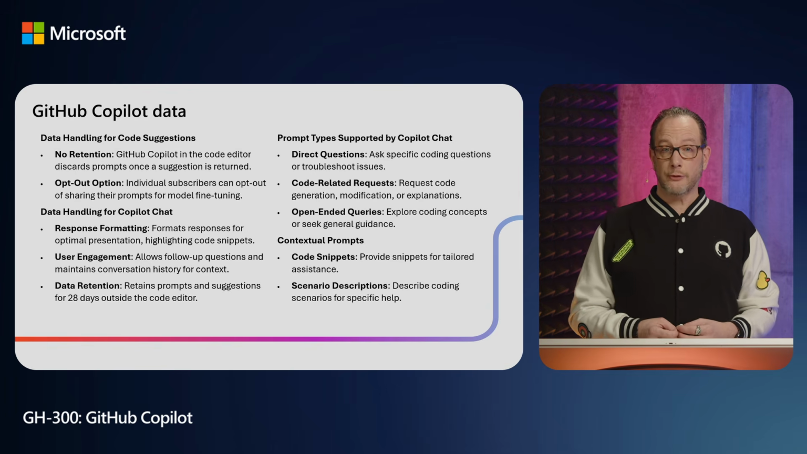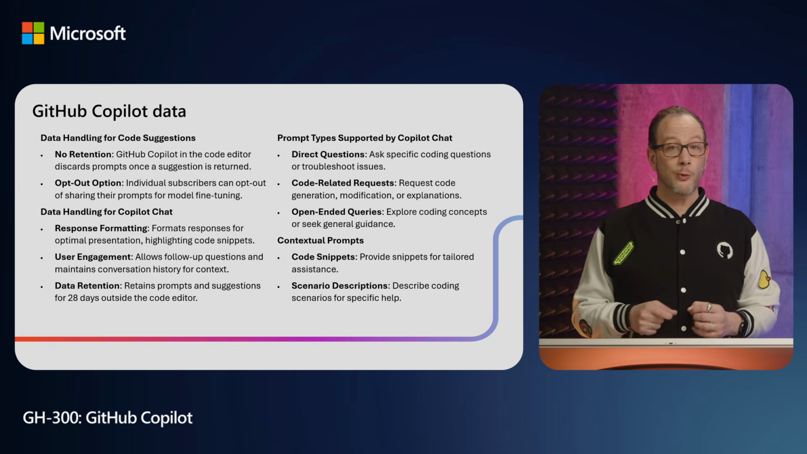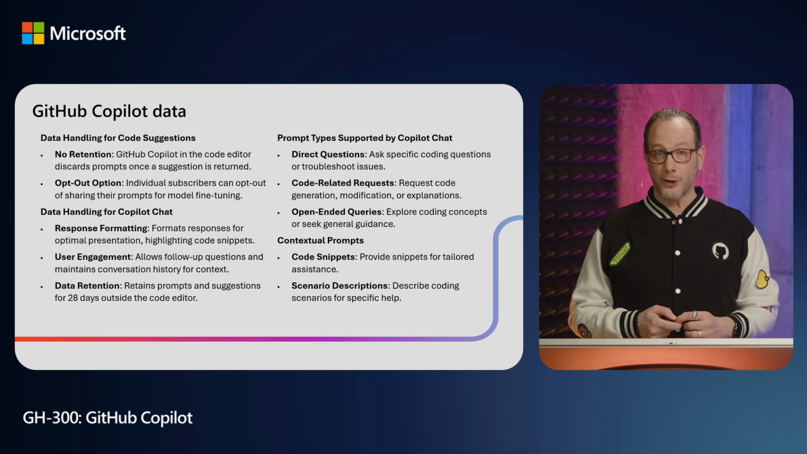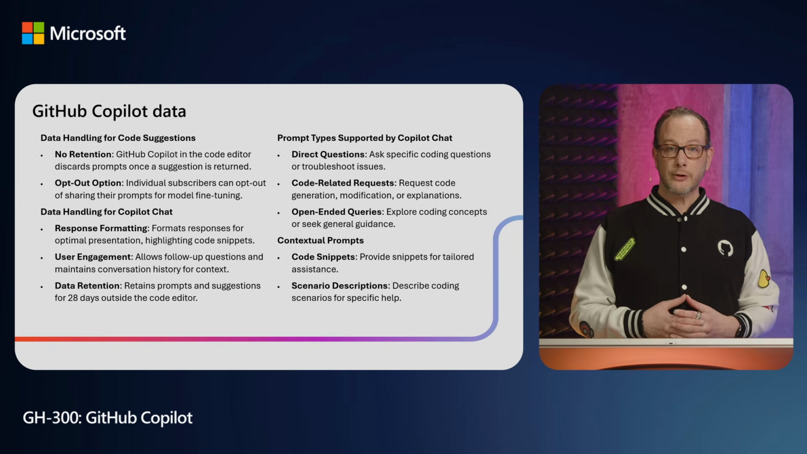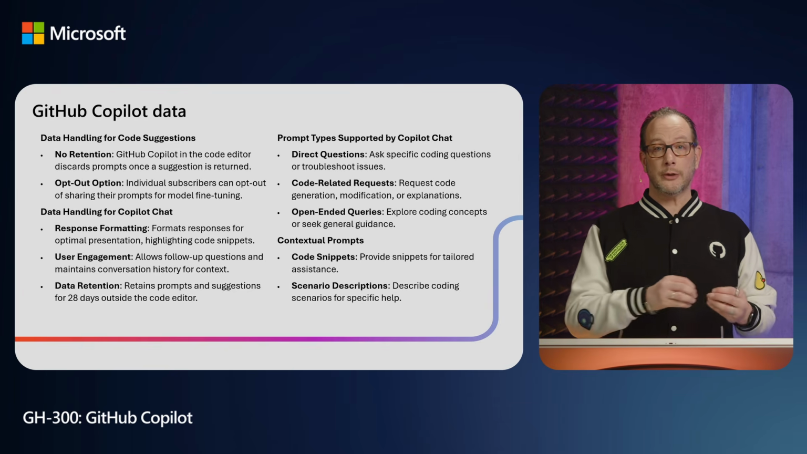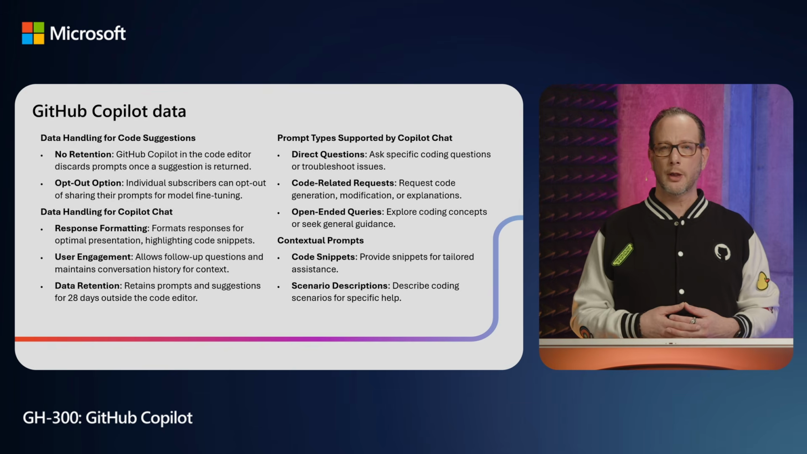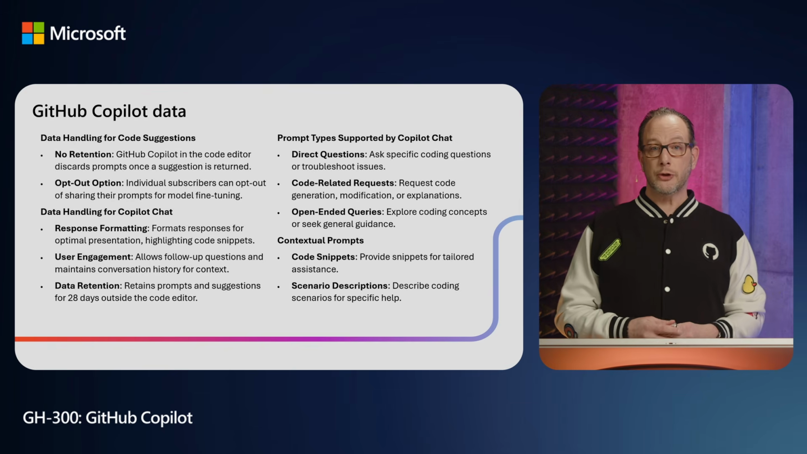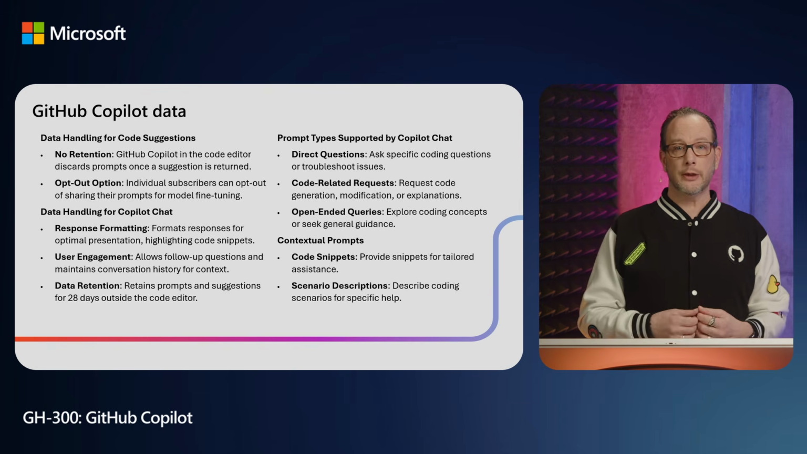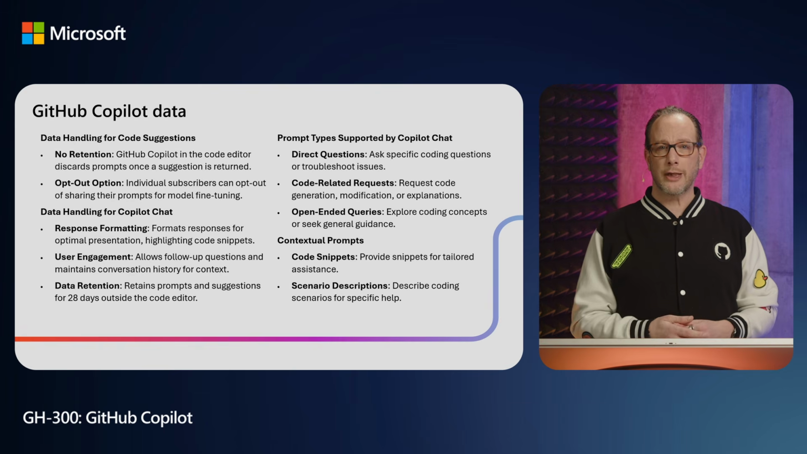And as a summary of the topic of prompt engineering, or remember, we like to call it the art of the prompt, there's a listing of the types of prompts Copilot supports, from direct questions to contextual scenarios. This transparency helps users understand how their data is used and the extent of control. Whew, I can imagine that was a lot.